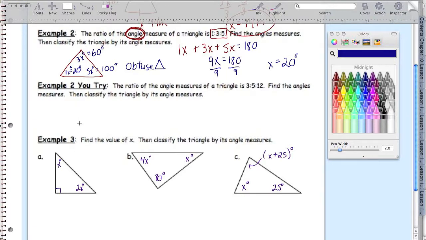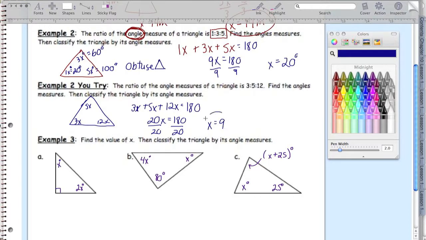Next one, the ratio of the angle measures of a triangle is 3 to 5 to 12. Okay, angle measures again, find the angle measures. So we're going to say this is 3x, 5x, and 12x. And I'm going to go ahead, 3x plus 5x plus 12x, set it equal to 180. 3 plus 5 plus 12 is 20, so I have 20x equals 180, divide by 20, x equals 9. So I find x.